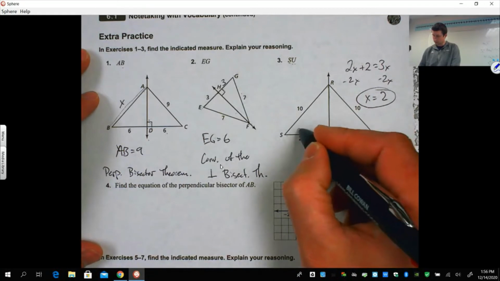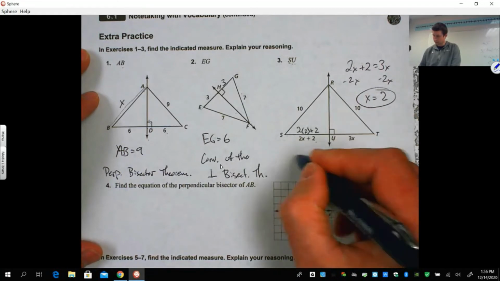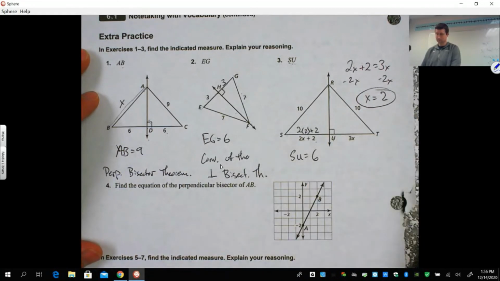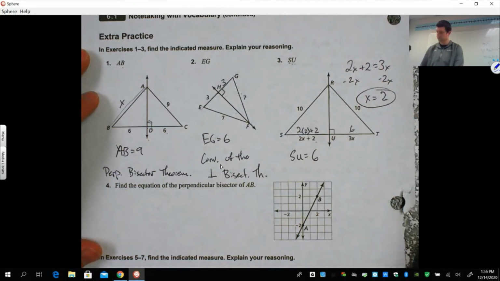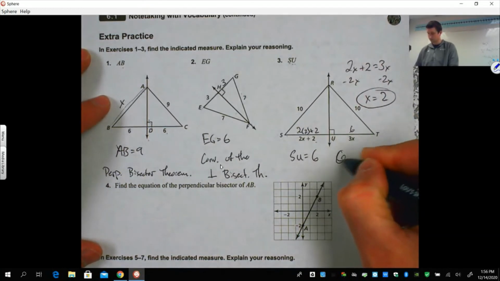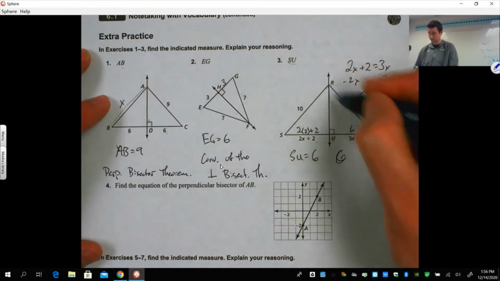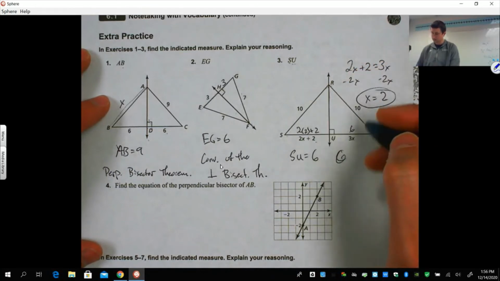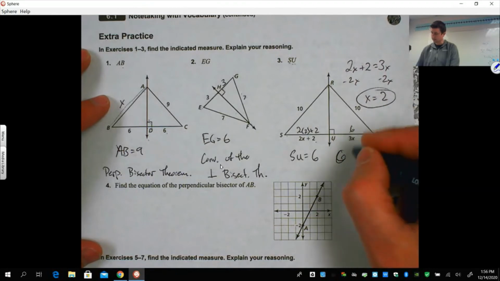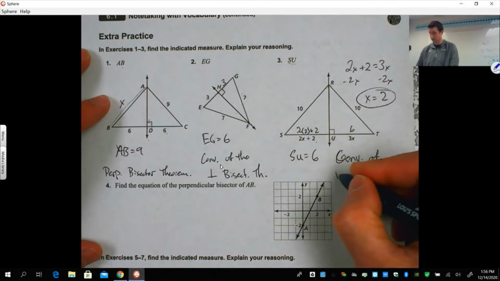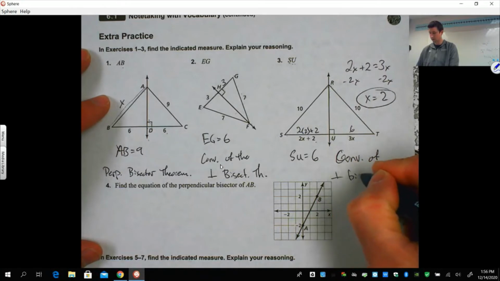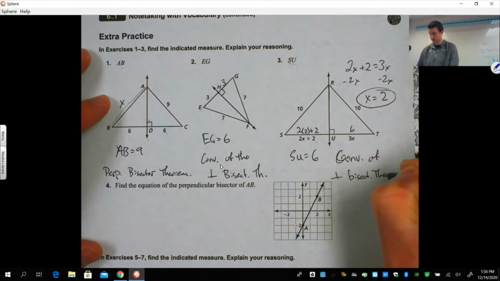So if I go 2 times 2 plus 2, I get SU to equal 6. Or 3 times 2 would be 6. You notice they're both 6 on either side. So again, we were given the point that is equidistant. We are working with the segment that is being bisected. So we're going to use the converse of the perpendicular bisector theorem.